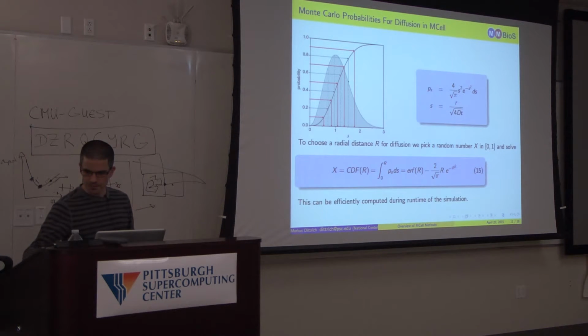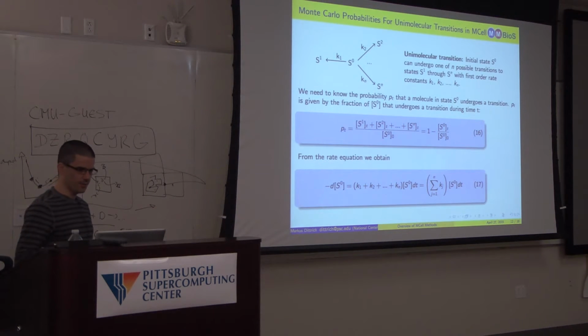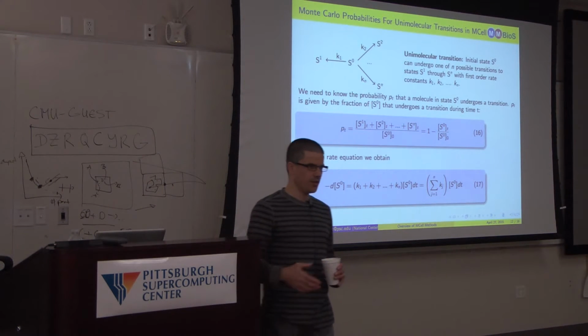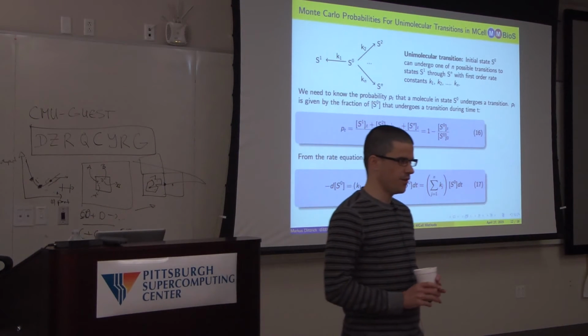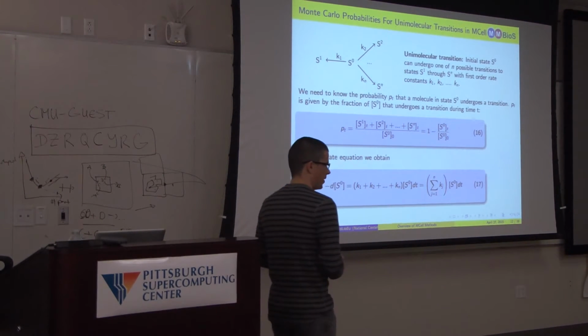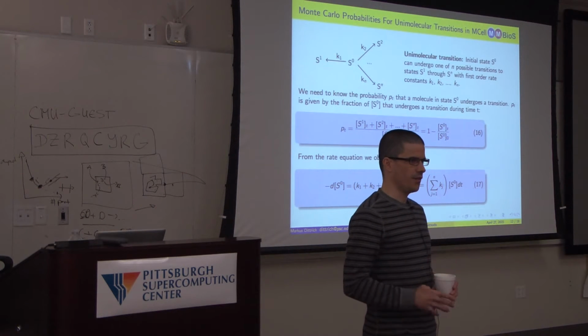And so maybe as the last item, I want to briefly tell you, this covers the diffusion aspect. This is how we propagate particles as a function of time in MCell. Everything in MCell is probabilistic. Any event is triggered based on the probability for that event to happen.